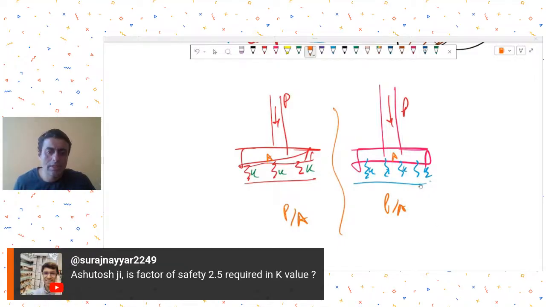Mr. Suraj Nair is asking whether a factor of 2.5 is required in the K value. That's what I explained for the last 10 minutes. So just go back in the video and see what I tried to explain. Okay.